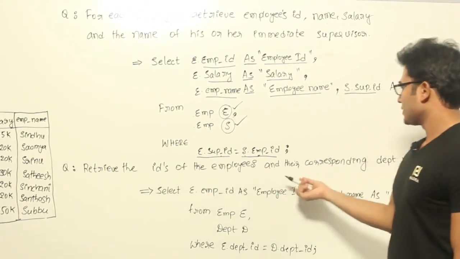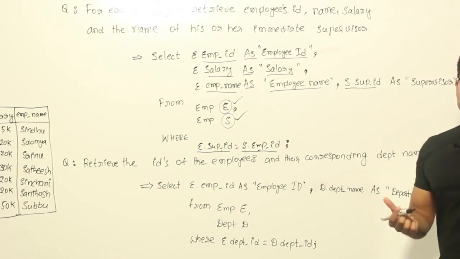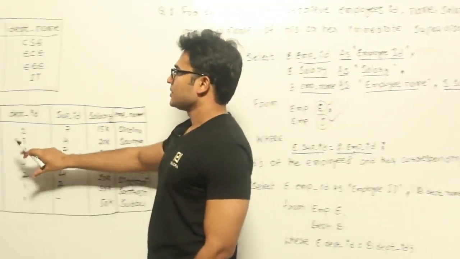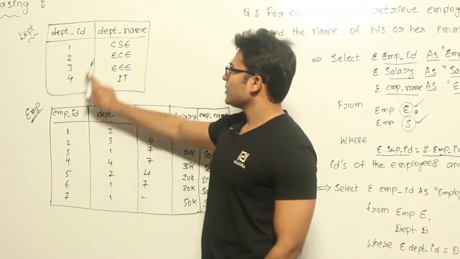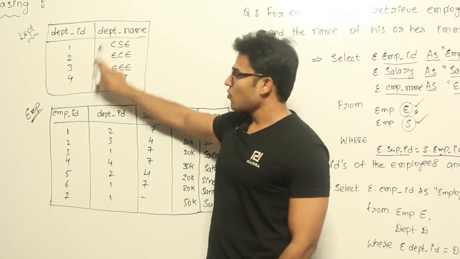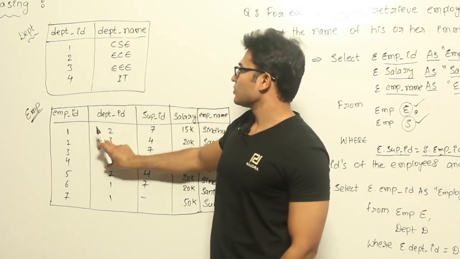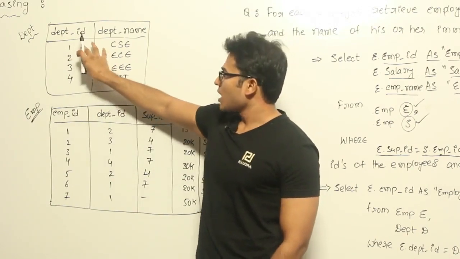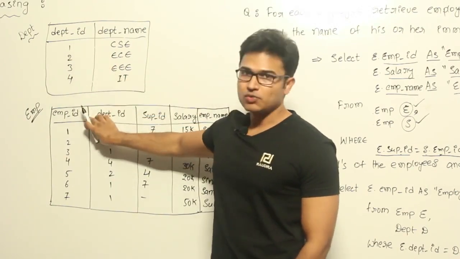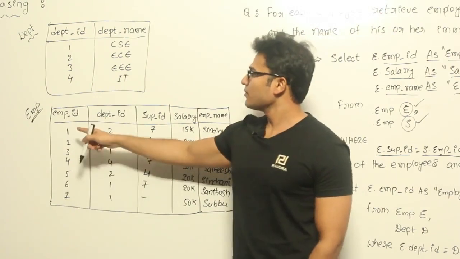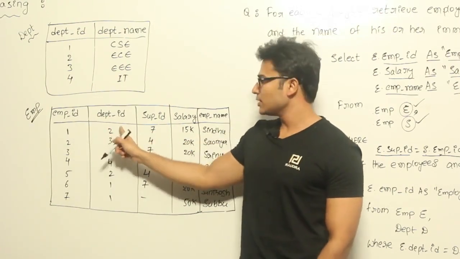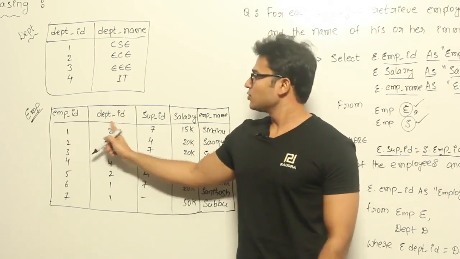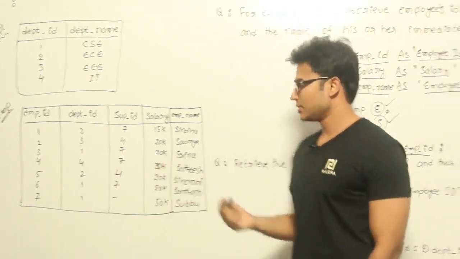retrieve the IDs of the employees and their corresponding department name. Now if you look at this, IDs are present here and the department names are present here. Now what is the connecting thing between these two? Department ID is the connecting thing. Therefore we have to apply cross product between these 2 tables in such a way that every employee should be linked with his or her corresponding department, right, through this. Now look at the way it is written here.